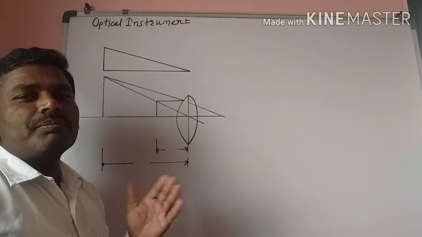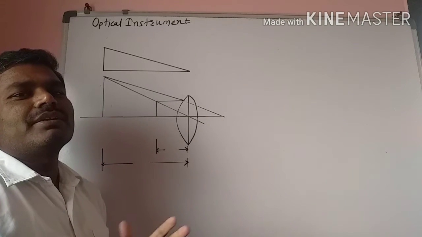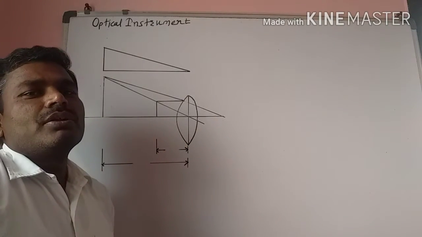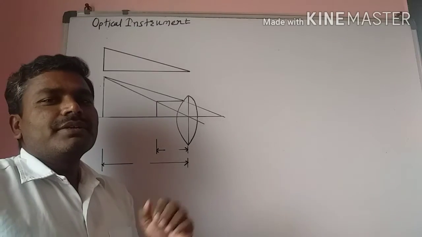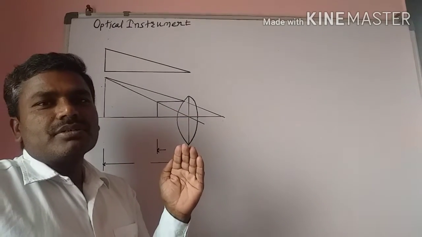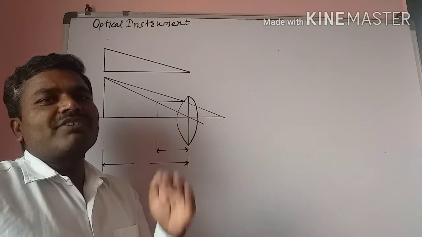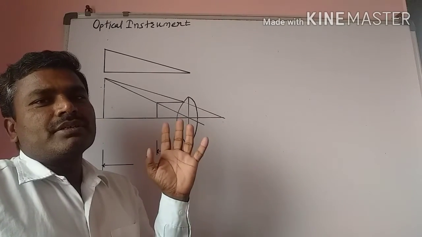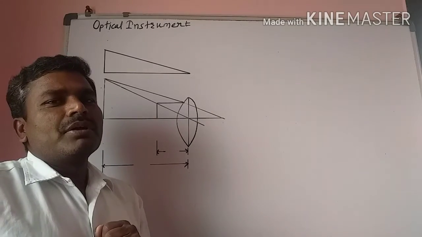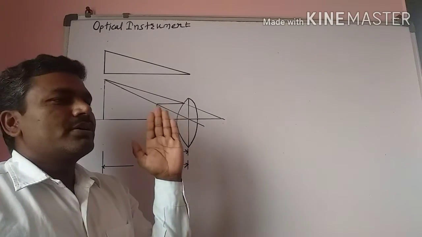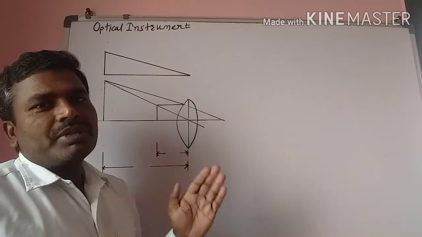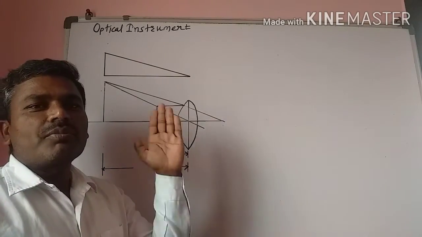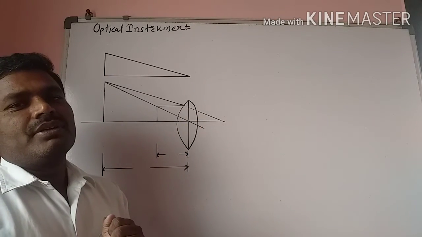If that object makes a small visual angle, then the image appears small, or that object appears small. When that object makes a maximum visual angle, then the object appears large in size. That means the size of that object depends upon the visual angle. Visual angle is nothing but the angle the object makes with our eyes.